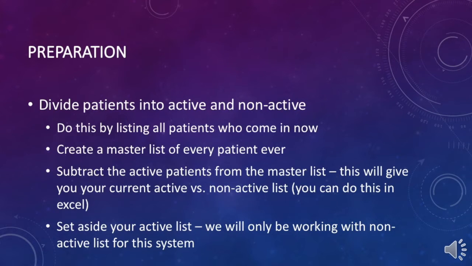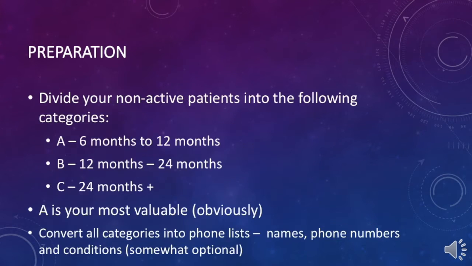We'll divide patients into active and non-active. In your EMR system, now if you're still in a paper system, then it's going to be a little more cumbersome, but most doctors are on electronic medical record systems, and this is super easy. You just spit out all your patients and you figure out, okay, these are all the active patients that are being seen right now. You take those out, and this is going to give you your active versus your non-active list. Then you set aside your active list, and obviously we're just going to be working with the non-active.